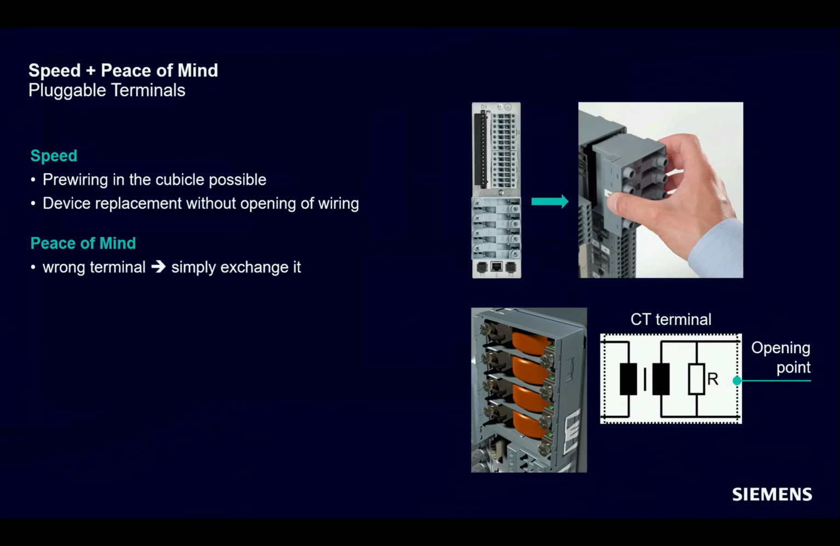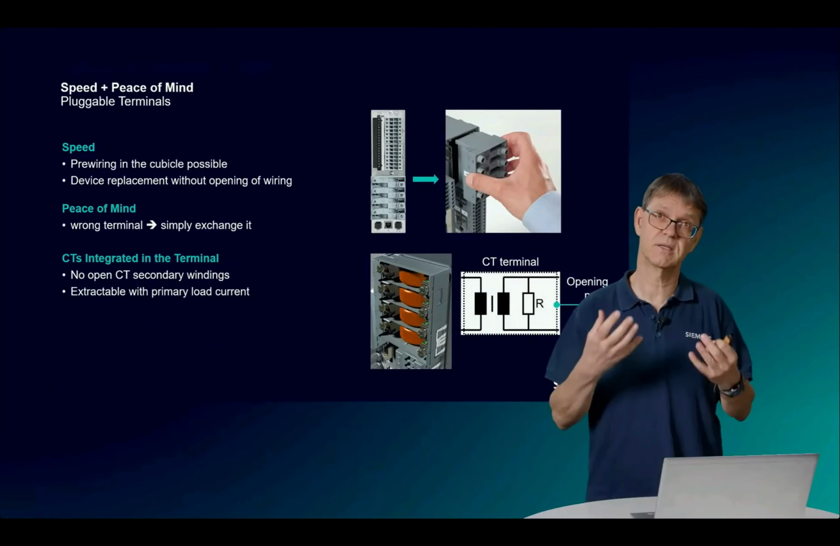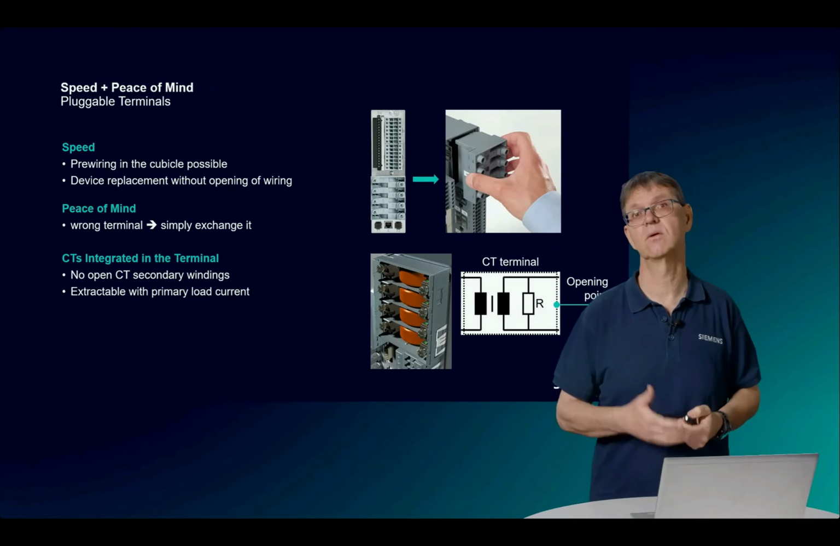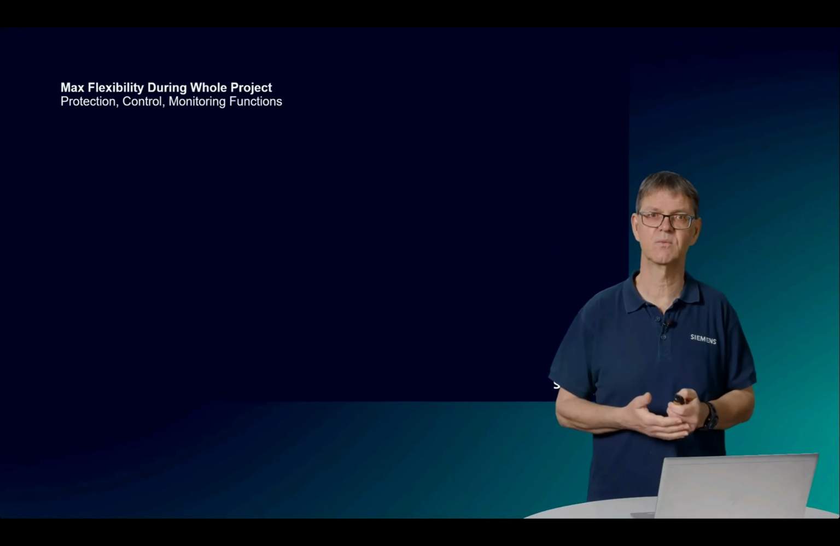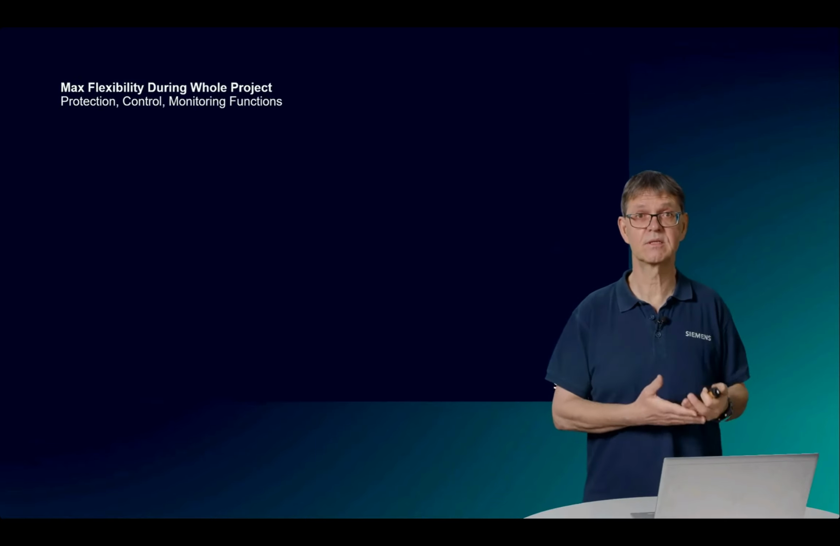current transformer, which is very dangerous because we have always a resistor. So there's always a closed loop in this terminal, and therefore you can also extract it while on the primary side, the current is running. Okay, therefore we do not have open secondary windings of the current transformers, and you can extract it, as already said, also when the feeder is running with load. So maximum flexibility.